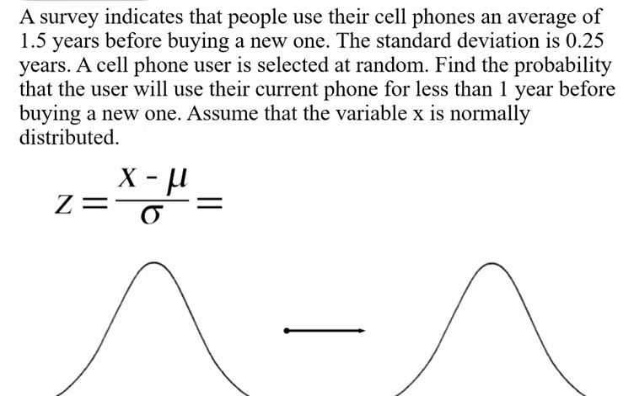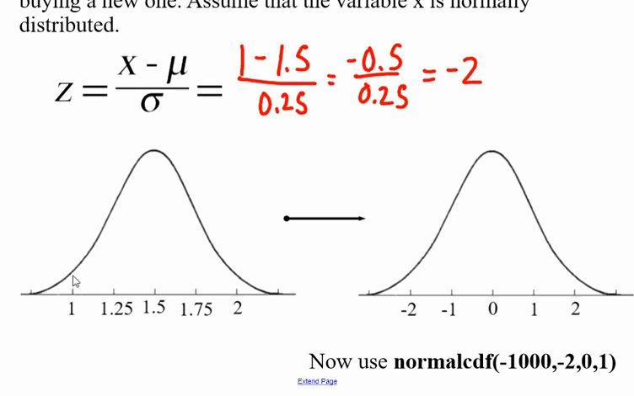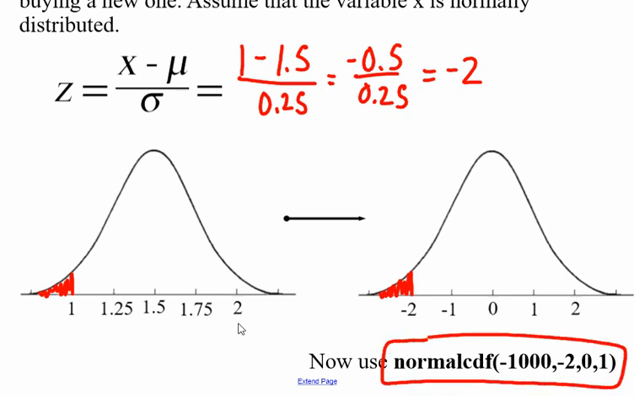So we first can find a z-score. Our measured value in this case is 1, so 1 minus 1.5 divided by 0.25. That's negative 0.5 divided by 0.25, and that's negative 2. So we take this, we really wanted to know less than 1. That's the exact same as saying left of negative 2 for our standard normal. Now, in order to calculate the probability, we just use normal CDF, far left bound negative 1,000, all the way up to negative 2. Mean is 0, standard deviation is 1.